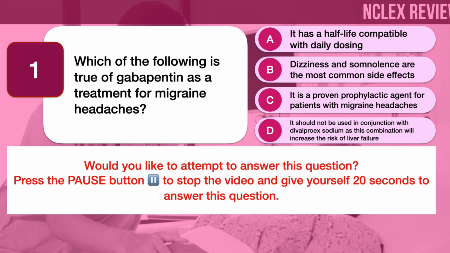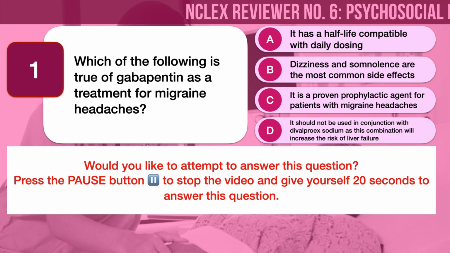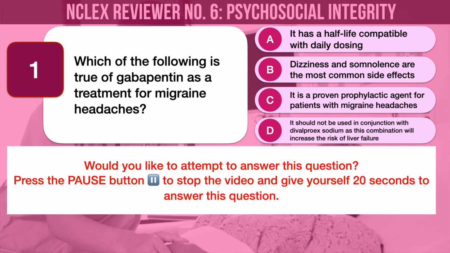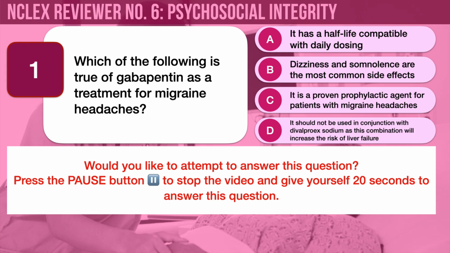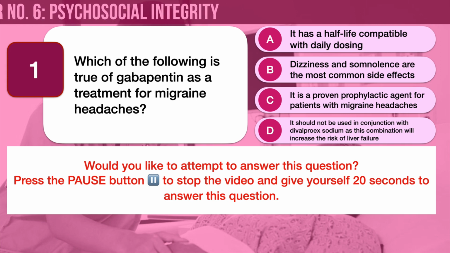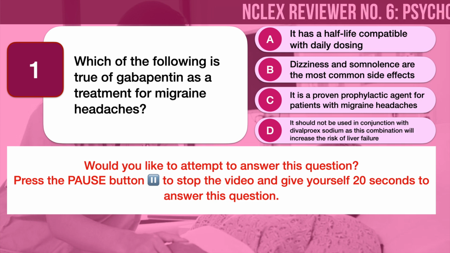Question number 1. Which of the following is true of gabapentin as a treatment for migraine headaches? A. It has a half-life compatible with daily dosing. B. Dizziness and somnolence are the most common side effects. C. It is a proven prophylactic agent for patients with migraine headaches. D. It should not be used in conjunction with valproic sodium if this combination will increase the risk of liver failure.